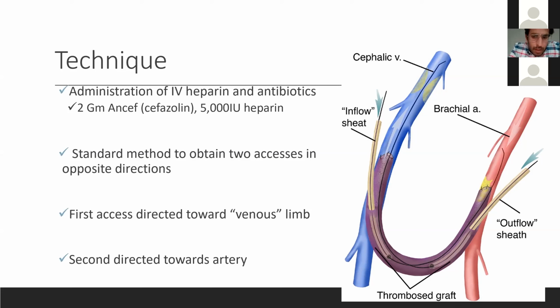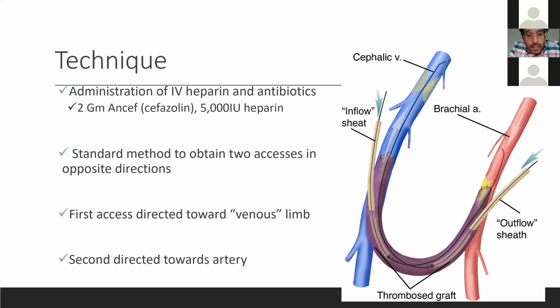But typically, I always give antibiotics to patients, and 5,000 of heparin as well. Again, this is to prevent potentially septic emboli and also, with heparin, to prevent reclotting and potential bronchospasm with PE. And then I typically get 2 accesses in opposite directions.